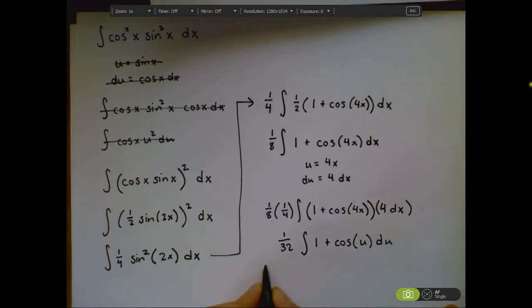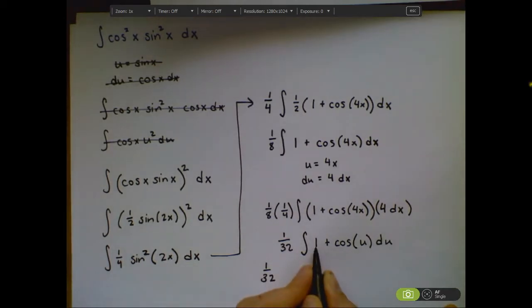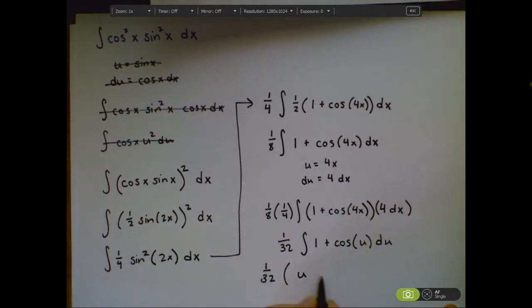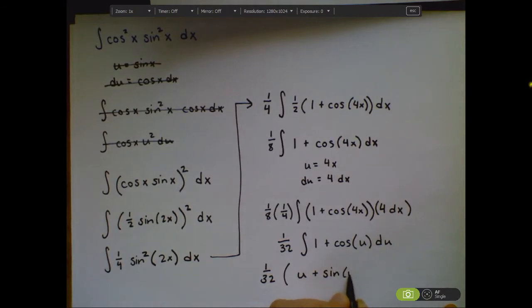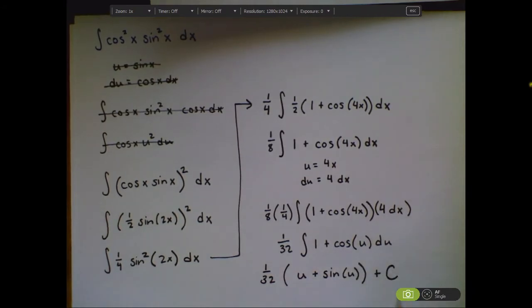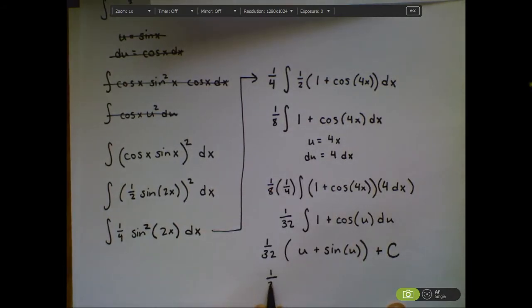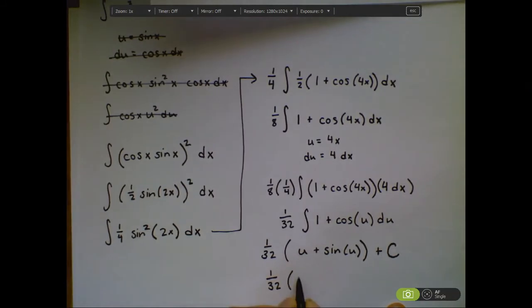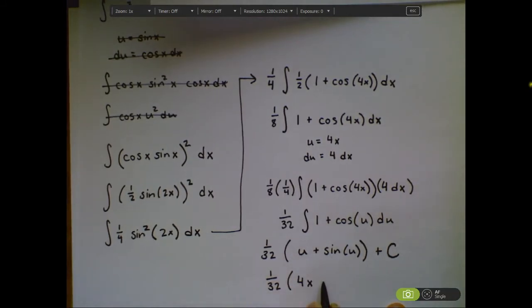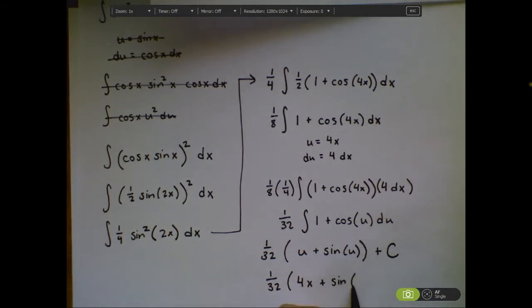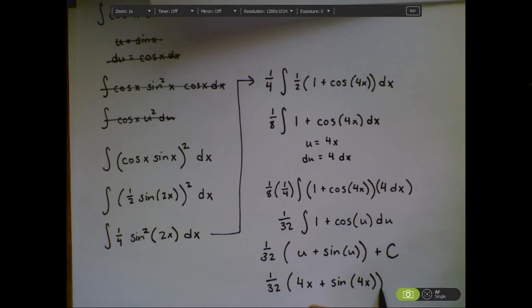I can integrate 1/32. I'm integrating with respect to u, so my 1 becomes a u, and the integral of cosine becomes sine of u plus c because of the indefinite integral. And in my final step, I plug in my u again, and I get 1/32 of, u was equal to 4x, plus, this all becomes sine of 4x, plus c. And we're all done.